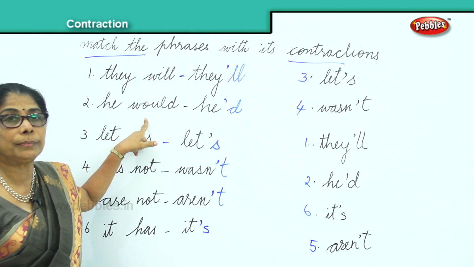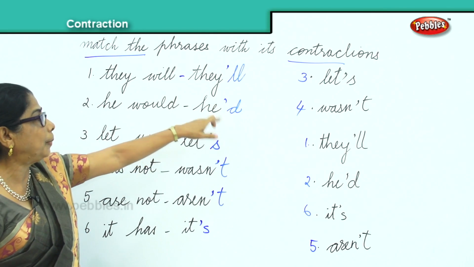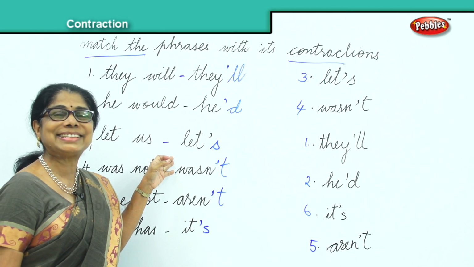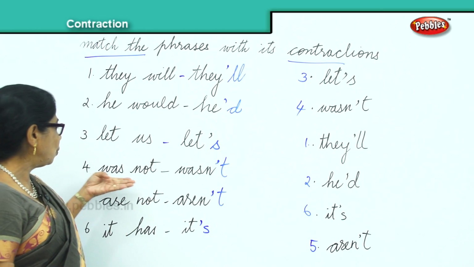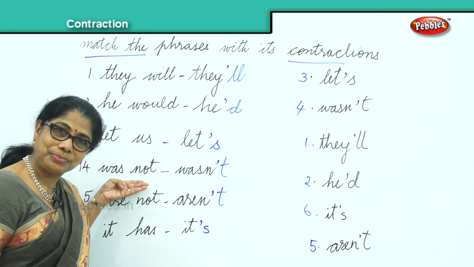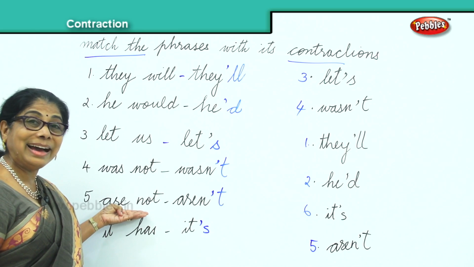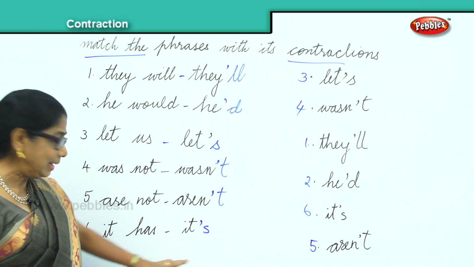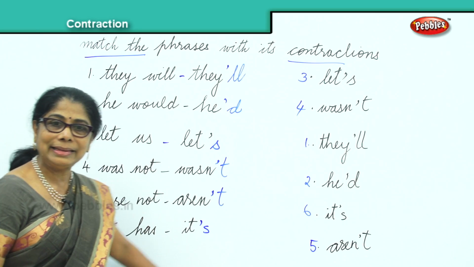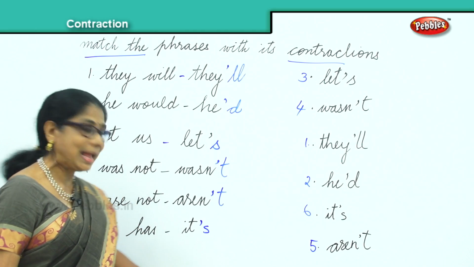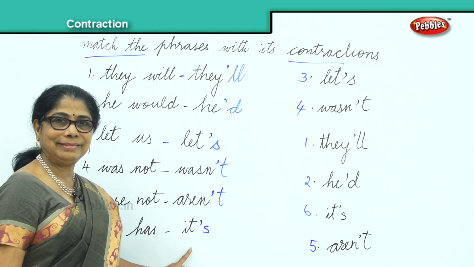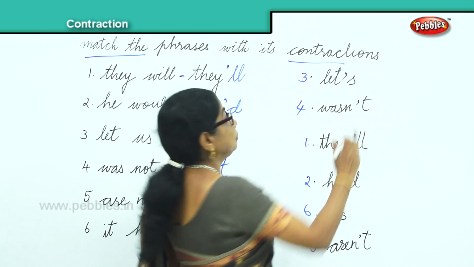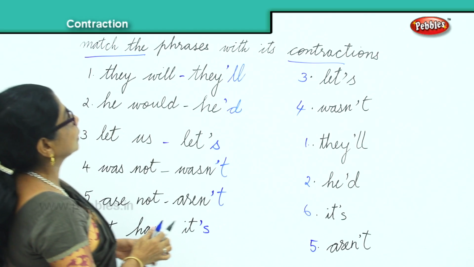Then he would, she would, they would: apostrophe and just D. And here, let us, let's. Was not, wasn't. Are not, aren't. It has, it's been raining, it has been raining. It has been lost, it's been lost, it's. So that's how we do the contractions for the words, okay.